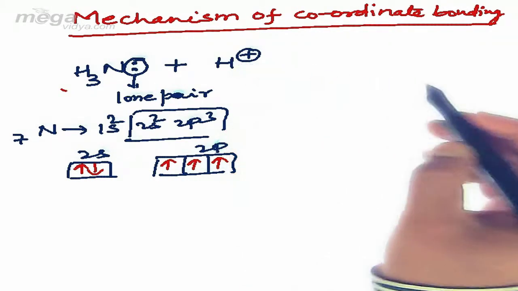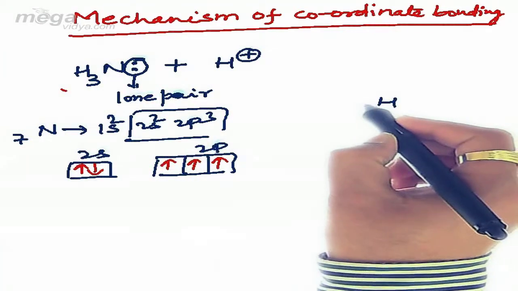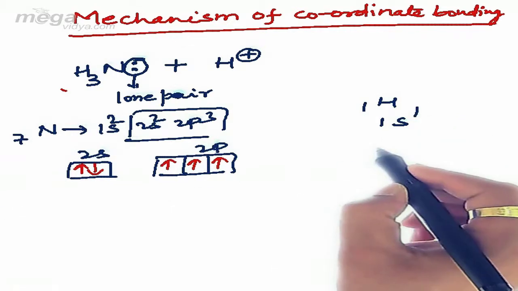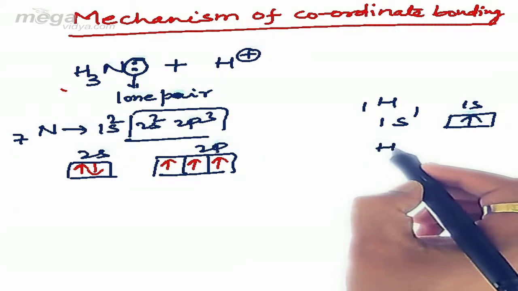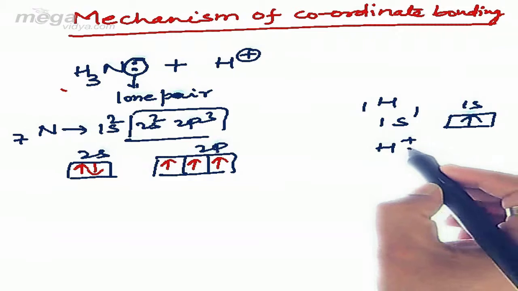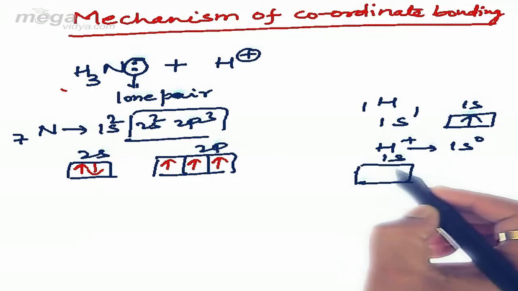bonding with H+. Now for hydrogen we know that it has an atomic number of 1, so its configuration will be 1s1, means its 1s orbital will have 1 electron. But here we are discussing H+. H+ means it has lost one electron, means it has a configuration of 1s0, means the 1s orbital will have no electron.